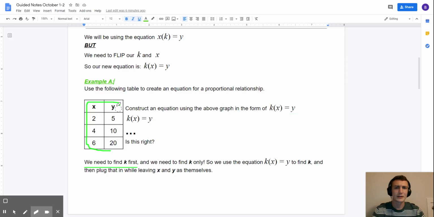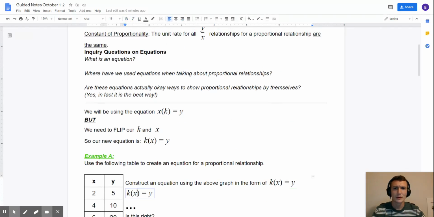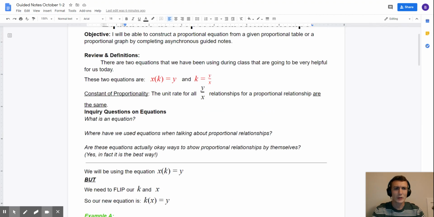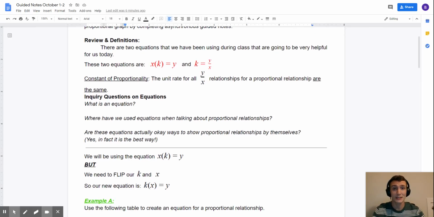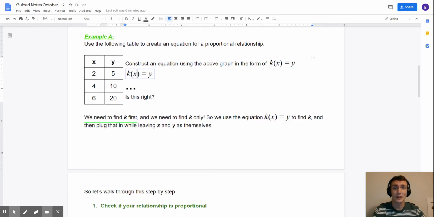Let me go ahead and erase all this. Isn't there an equation up here that's going to be helpful for us? Maybe by the name of k equals y over x. That is correct. This is the equation that we need to use right here. K equals y over x, okay?